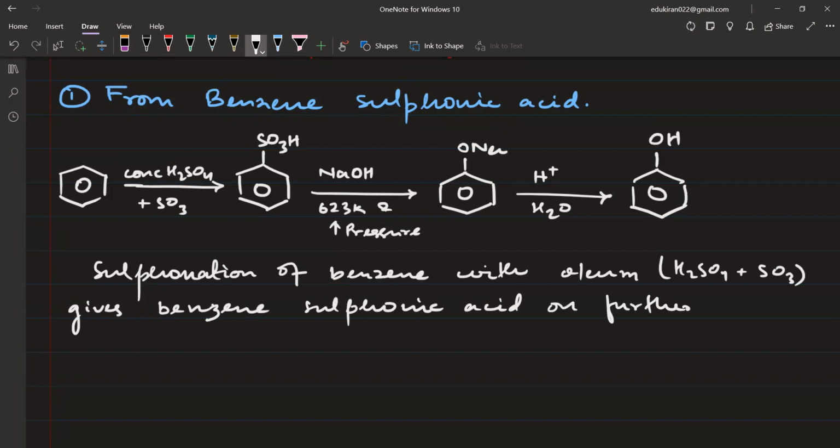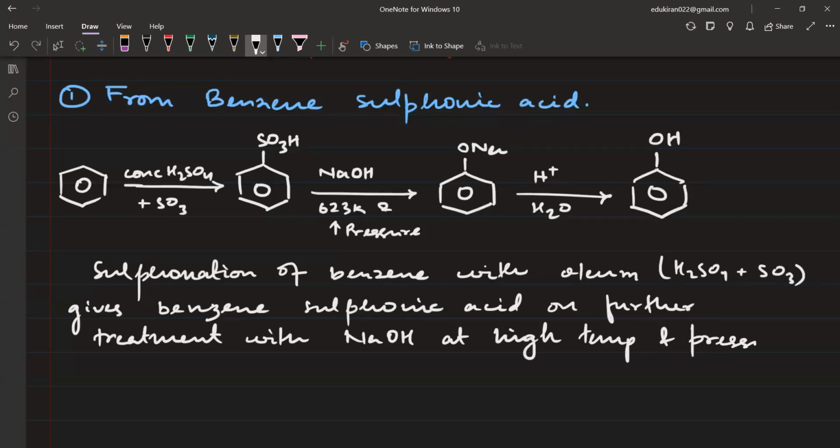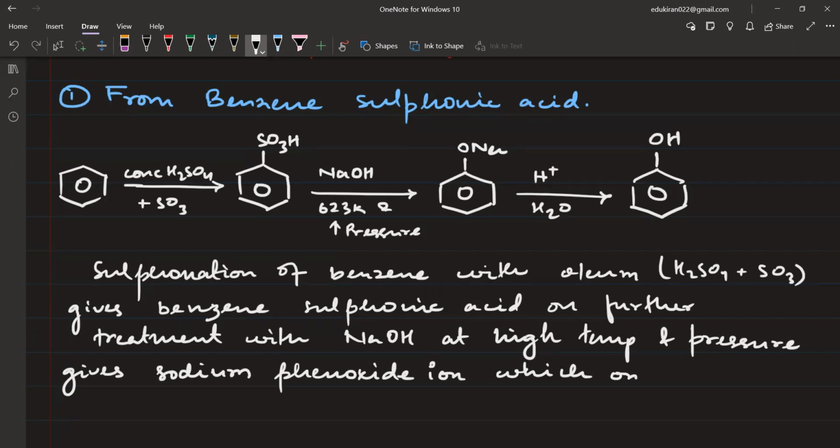On further treatment with sodium hydroxide at high temperature and pressure, gives sodium phenoxide ion, which on acidic hydrolysis gives phenol.